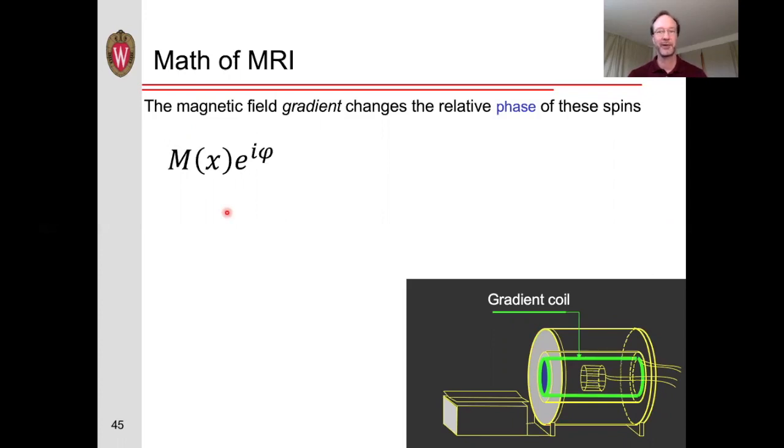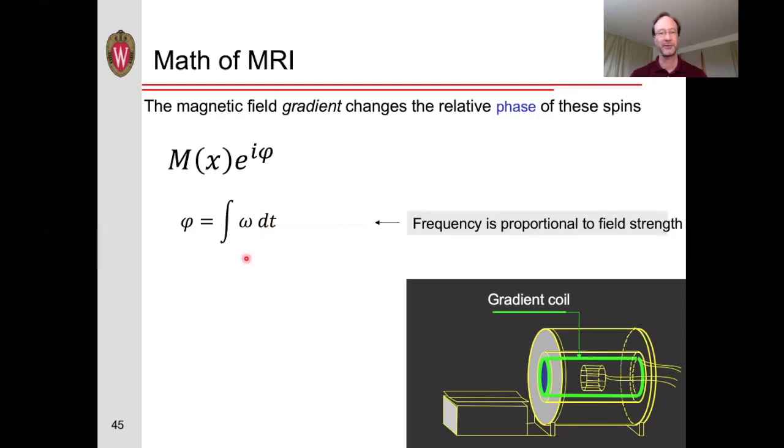The magnetic field gradient changes the relative phase of these spins. So we can represent that here by multiplying by e to the i phi. So we're changing the phase of the magnetization vector. So what is this phase? Well, change in phase over change in time is frequency. So that means the phase is the integral of the frequency over time. And as you recall, the frequency is directly proportional to the strength of the magnetic field, omega equals gamma B. So we can just substitute that in there.